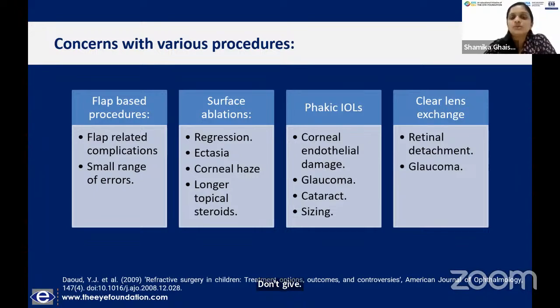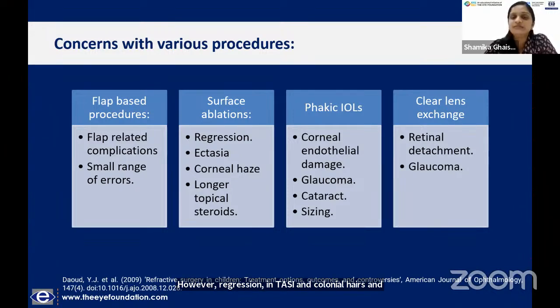Enumerating a few concerns with various procedures. Flap-based procedures are almost abandoned in children due to flap-related complications, which could be sight-threatening. Surface ablations are the preferred modality in children and can be considered up to moderate degrees of myopia in children with normal corneal thickness. However, regression, ectasia, and corneal haze are concerns in these procedures.